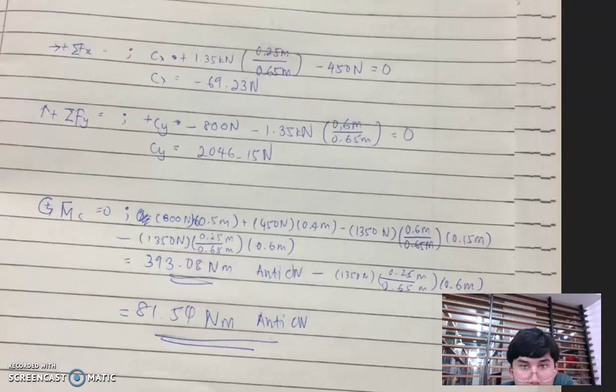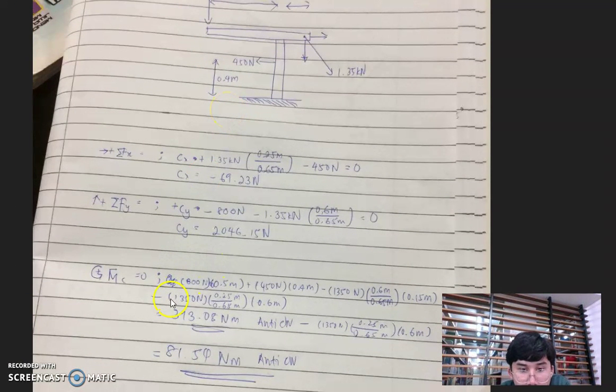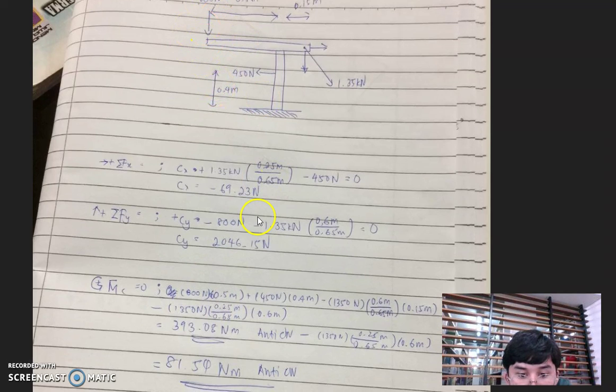Okay, so the 800 times 0.5 meter is the moment from here, and the 450 newton times 0.4 is from here. The reason this is a plus and this is a minus is because we use the anti-clockwise direction as a positive value. So for this it is positive. This also applies a positive moment, but for this one a negative moment will apply.